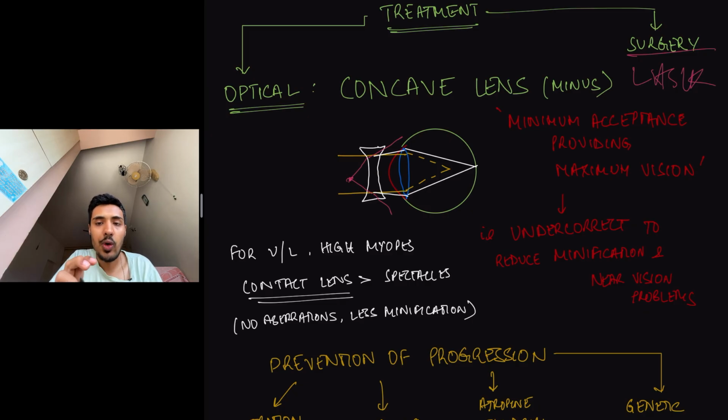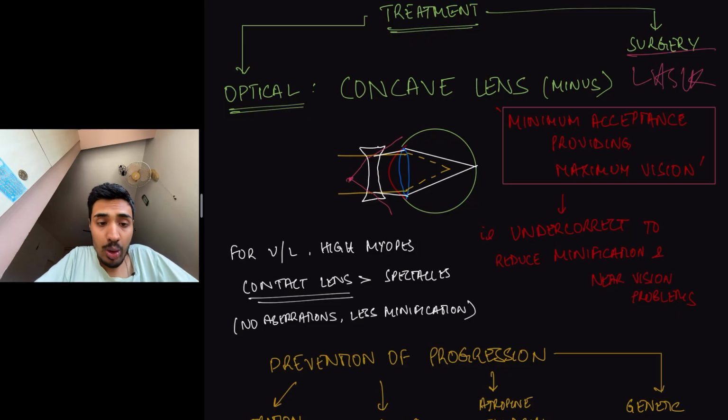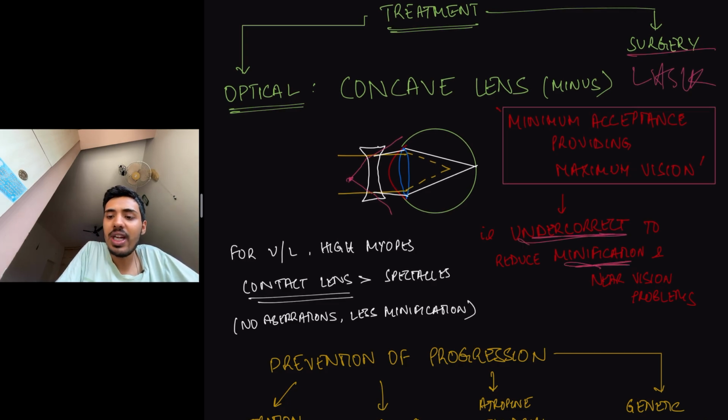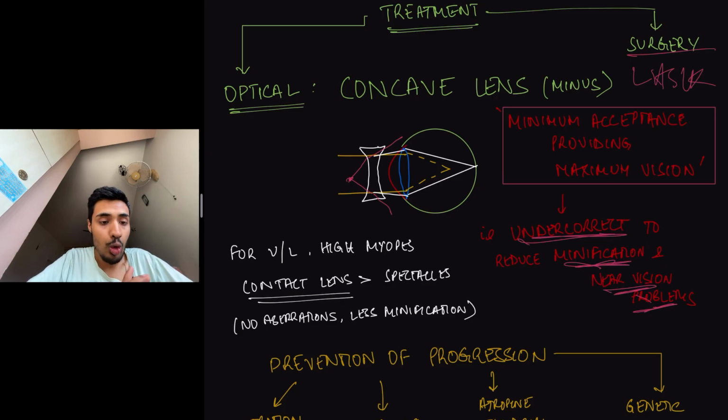So that is why we follow a rule: minimum acceptance providing maximum vision. What does that mean? Basically, we always undercorrect the myopia slightly. We are not going to completely correct the total refractive error. If the patient is able to see, then just as much as is required for the patient to see, that much we will correct. We always undercorrect to prevent minification and to prevent any near vision problems. This is the rule followed when prescribing minus lenses for myopia.